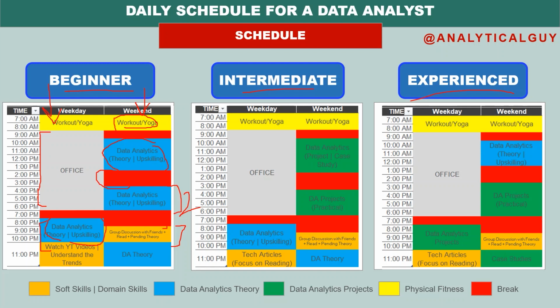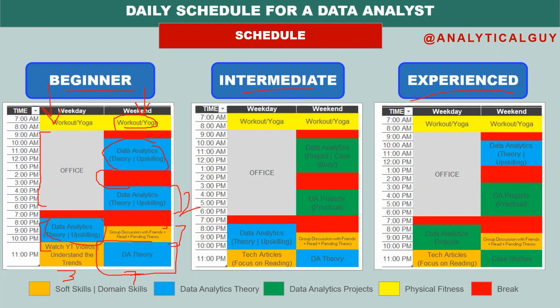And then from 10 p.m. to 11, for 1 hour, you can study some theory again, right? So this is how you should approach it. If I see, on a weekday you're studying for 2 plus 1, 3 hours, right? And on the weekend you're studying 3 plus 2 plus 1, that is 6, and 1, 7. So in total, 3 plus 7, 10 hours you are studying, right?